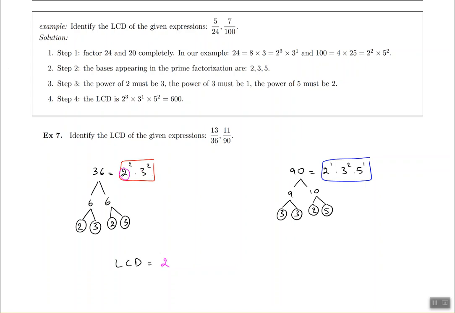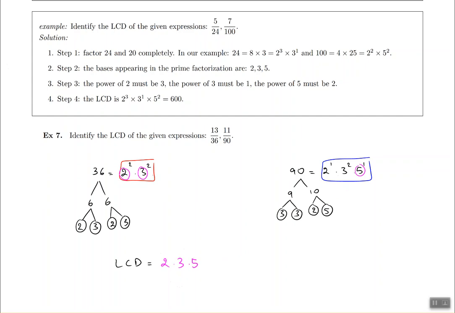So 2 shows up first. I saw 3 again, so I'm going to write down the 3. I see 2 again, but it's already been written, so no need to write it a second time. Same thing with the 3, and 5 is brand new. I haven't seen it written down yet, so I'm going to go ahead and put it in the LCD. So those are the bases.